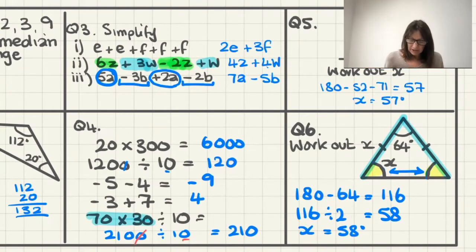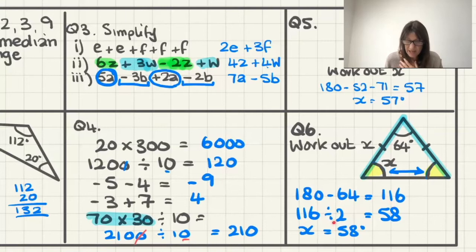So how have I answered this? I've taken the 180 because it's a triangle and I took away what I knew. So I just went into that default method and it gave me 116. Now I know this isn't 116, all right? I can actually see just by looking at the angle that it's smaller than a right angle. So there's no way it can be 116. These two angles are the same, so I need to share what I've got left between them.